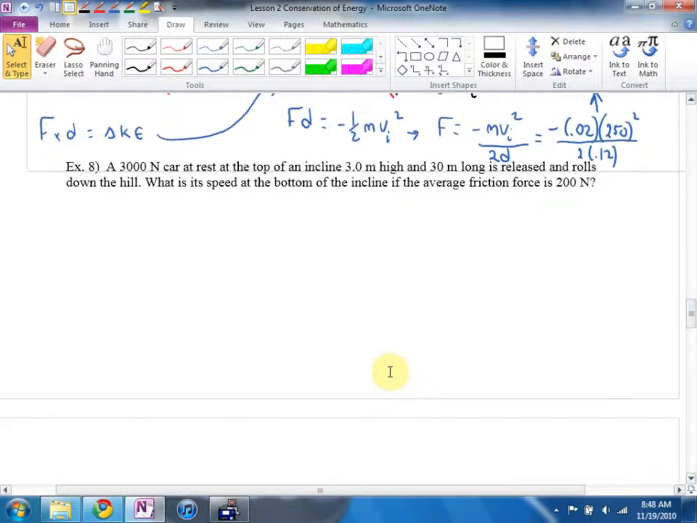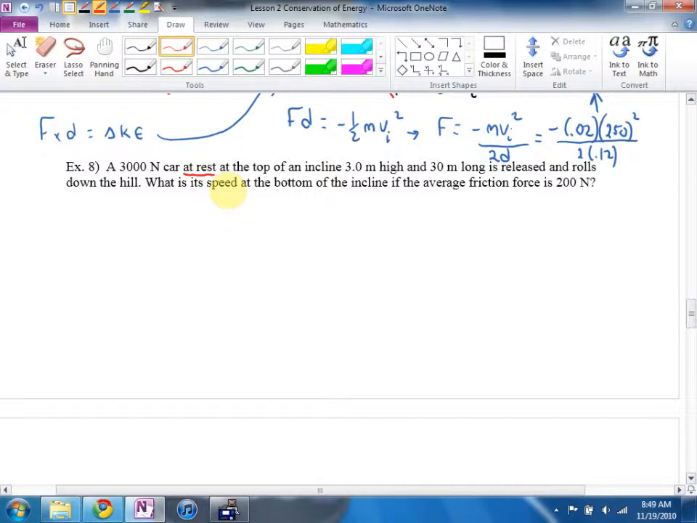Example 8. A 3,000 Newton car at rest. Ooh, I think that's one of those key words that I'm probably going to underline. At the top of an incline, 3 meters high and 30 meters long, is released and rolls down the hill. What is its speed at the bottom of the incline if the average friction force is 200 Newtons? Okay, so now we're taking friction into account.